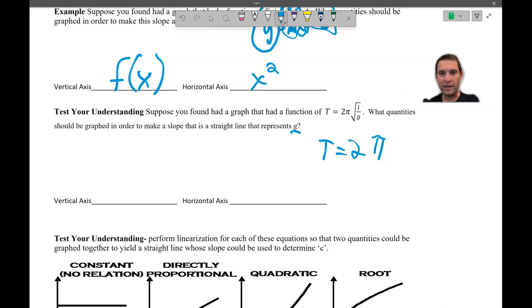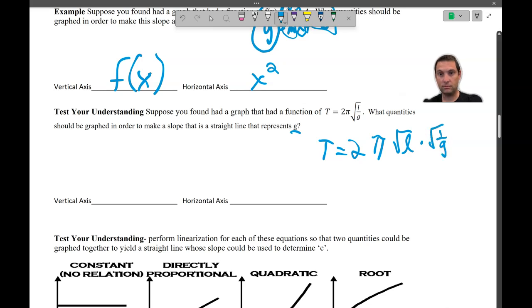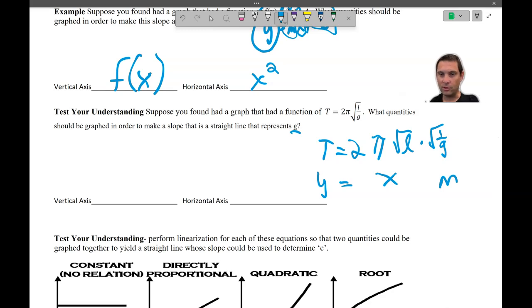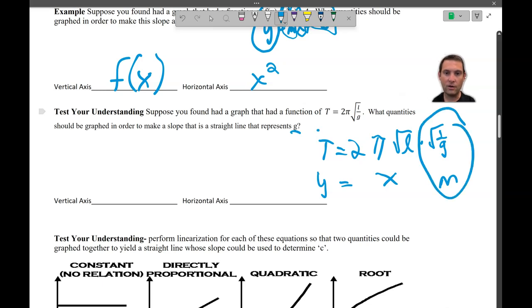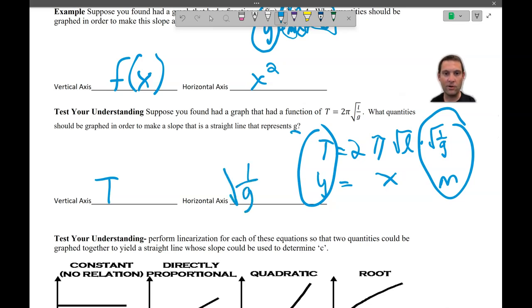T equals 2 pi times the square root of L times the square root of 1 over g. So we can do y equals m, we want g, and then x. 2 times 3 is the same as 3 times 2, commutative property of multiplication. I'm switching x and m there. So on my y-axis, I'm going to graph T. On my horizontal axis, I'm going to graph the square root of 1 over g.